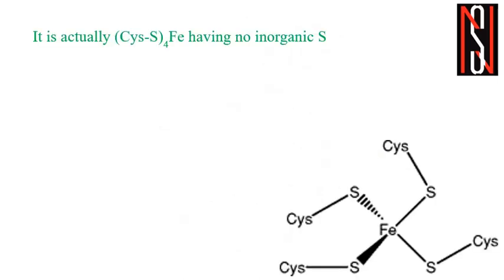Here, as we can see, in Rubredoxin there is one iron atom, and this iron atom is surrounded by 4 sulfur sites. All the 4 sulfur sites are cysteinyl sulfur. Not a single inorganic sulfur is present here. Rubredoxin is the simplest bacterial iron-sulfur protein.